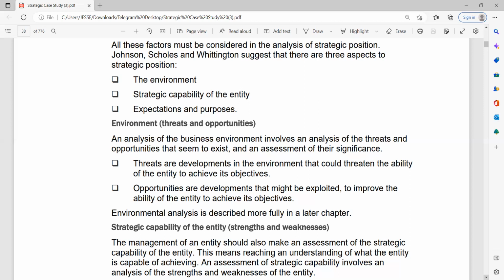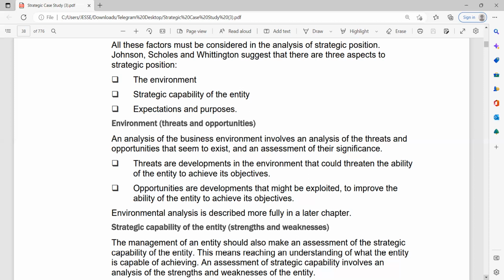Expectations and purposes. That's also another thing when it comes to the strategic position, right? And what does this mean? Expectations and purposes. In understanding the purpose of the position of an organization in relation to its environment, you are basically unraveling the purpose of the organization, right? And if you unravel the purpose, you would like to know the expectation of the organization.